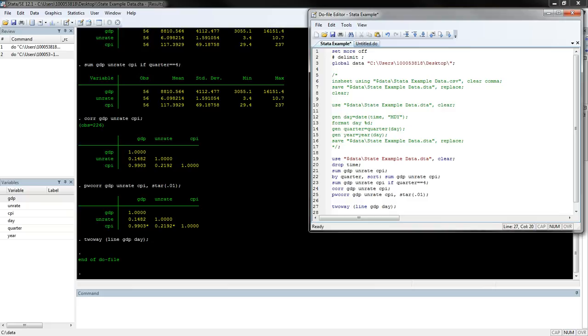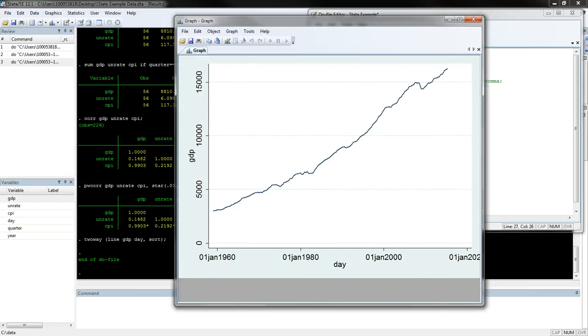I think we need to comma sort. We did that to sort on the day on the x-axis. So we sorted here, and this is the output that we get. So here's January 1st, 1960, which is what we have, and then it goes all the way up to the second quarter of 2014, or 2015, excuse me.